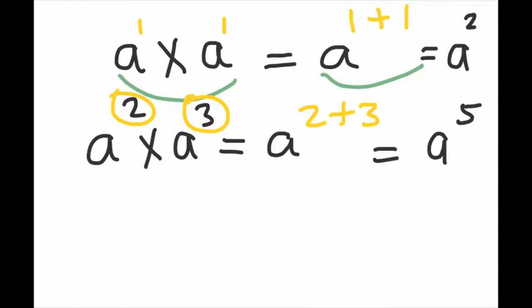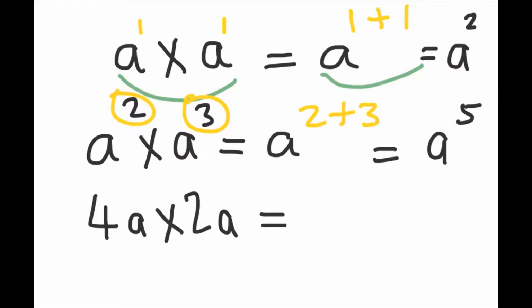Let's do another one. 4a times 2a. Now we're sitting with some numbers, and we have this one variable. So we have the variable of a, which is the answer of a. But remember, there's an invisible 1 on top. So we have to add that up.